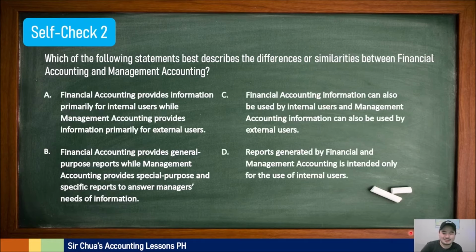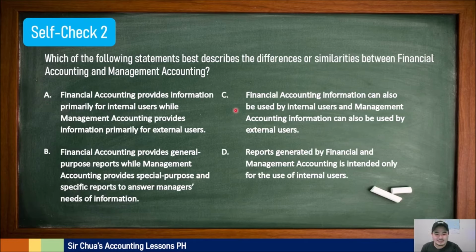Why are they wrong? Okay. For letter A, why is that wrong? Financial accounting provides information primarily for internal, then management accounting primarily for external. It's reversed, right? Financial accounting is for external, management accounting is for internal.